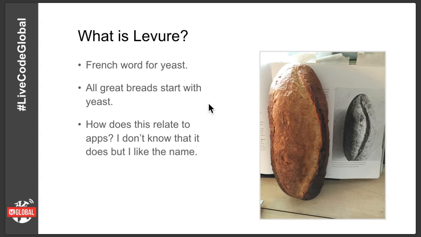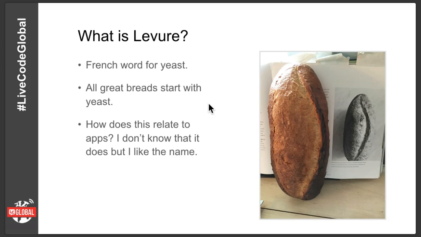So let's get into this now and talk about Levure. What is Levure? If you're wondering where the name came from, it is the French word for yeast. I don't know, all great breads start with yeast in my opinion. I like to bake breads. How does that relate to apps? I don't know that it does, but I really liked the name. You're thinking, what do I name this? And Levure came to mind: yeast, great bread, apps, right? Makes a lot of sense.